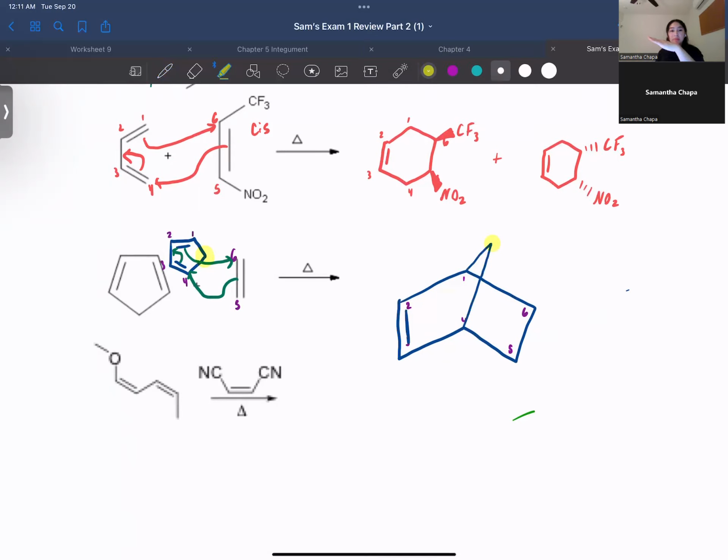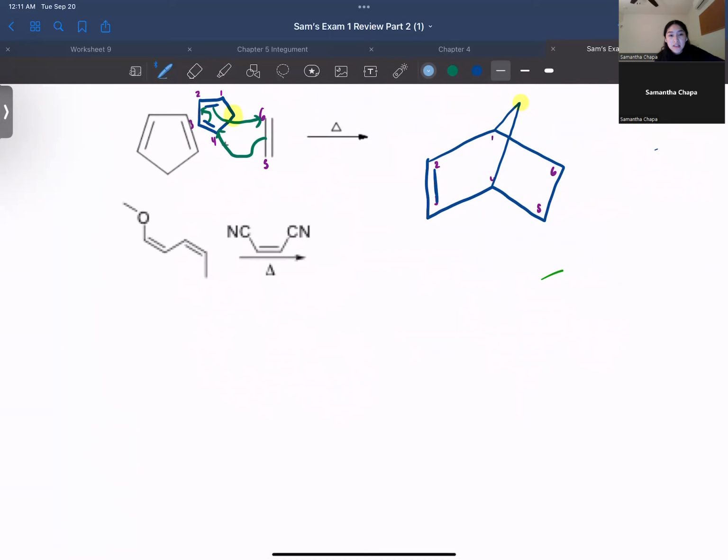Last one. This is another good example of why we should number our carbons. So right here, it looks a little bit different. It's in the trans conformation. So what you have to write down here is how the substituents are. You look at your diene and notice that the substituents on your double bond are both facing up. That's usually a cis, right?